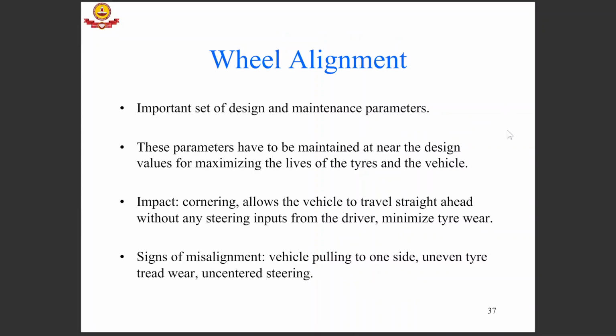So now let's quickly look at wheel alignment. It's an important set of design and maintenance parameters. These parameters have to be maintained near design values for maximizing the lives of the tire and the vehicle. So if your wheel alignment is wrong, it impacts cornering.